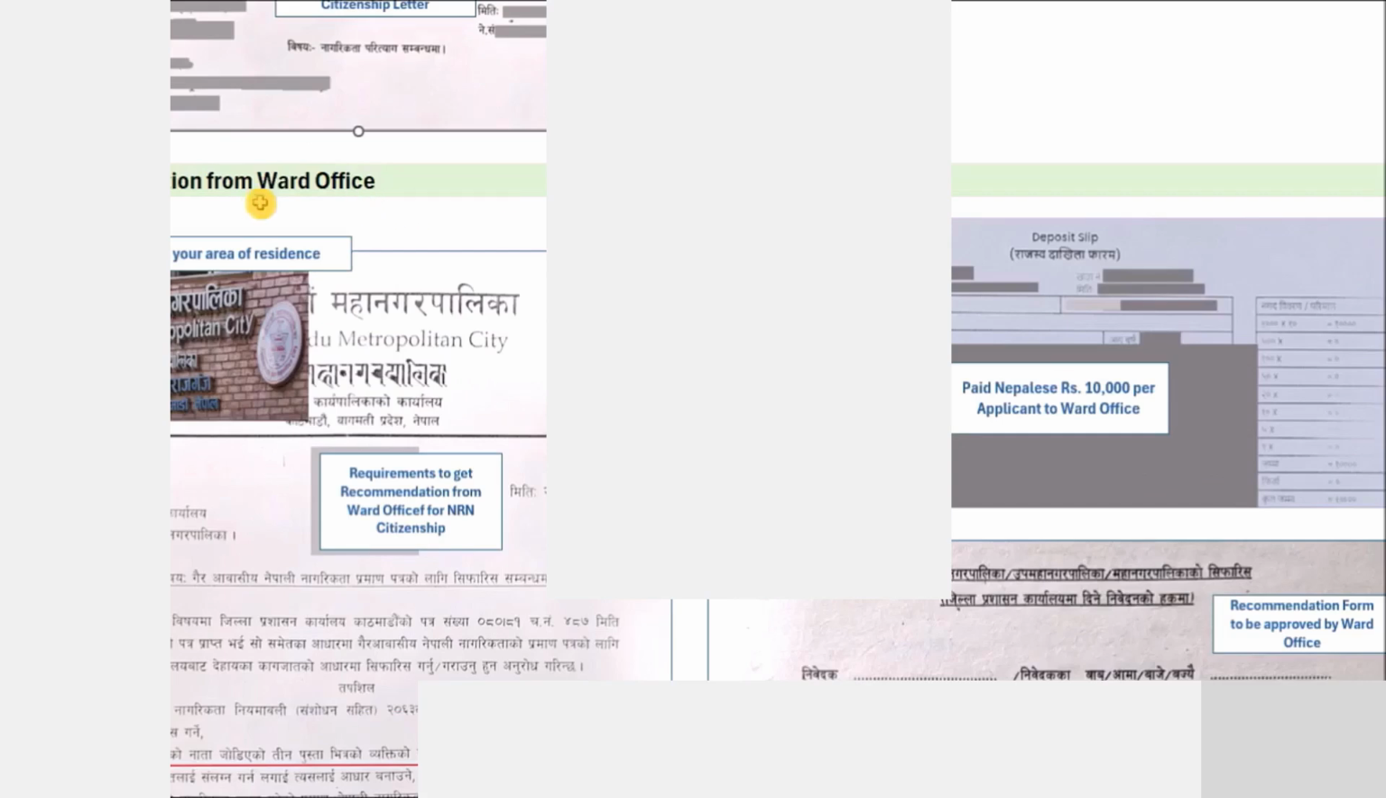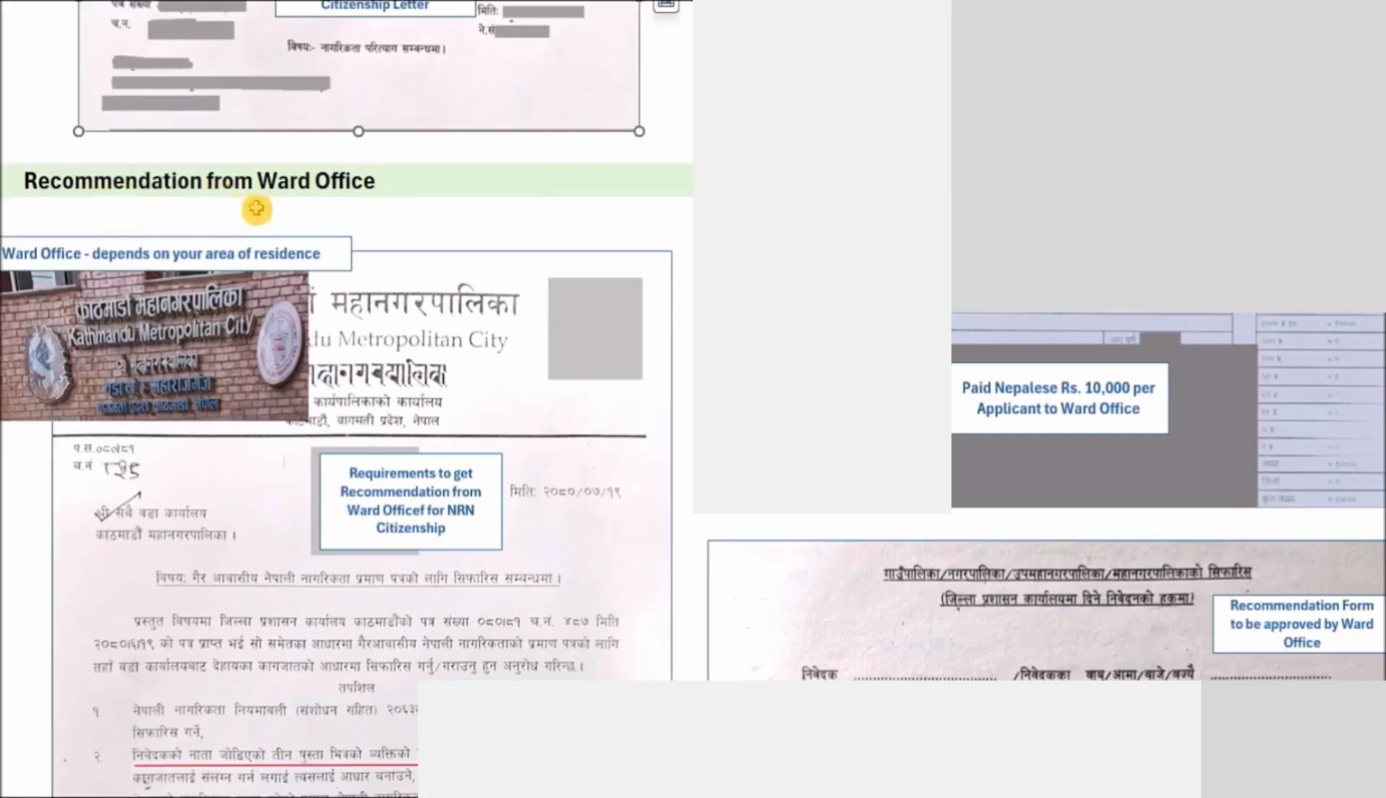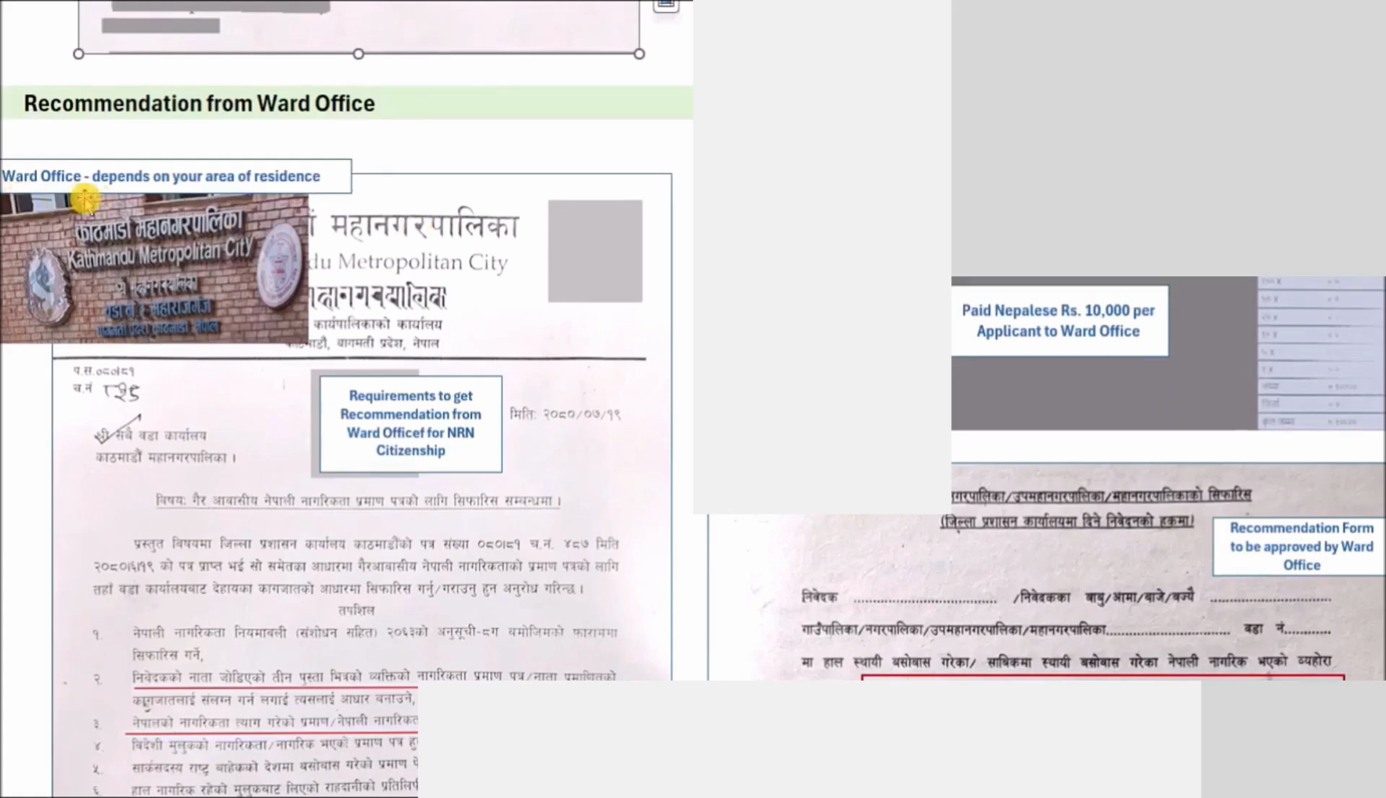So part of the process is then to get the recommendation from the ward office. So you may have to visit the ward office again. The ward office depends on your area of residence. Which ward office you go to will be based on your area of residence in Nepal. In my case, I went to ward number 3 in Maharashtra.